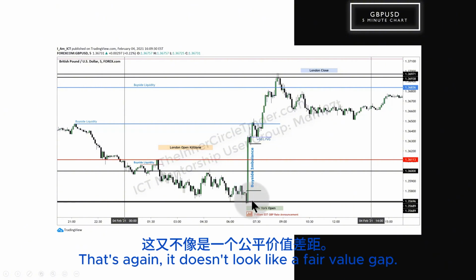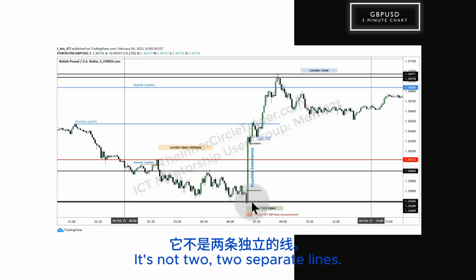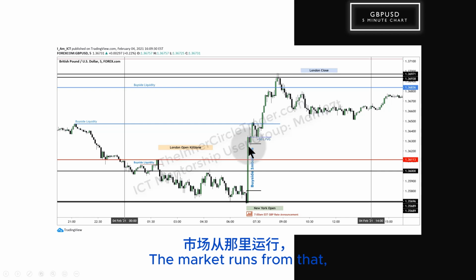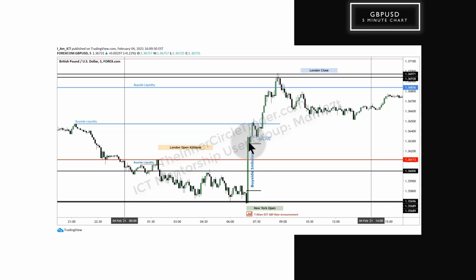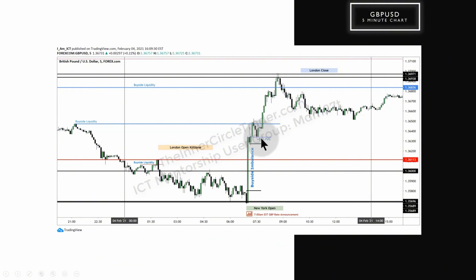That, again, doesn't look like a fair value gap. If you quickly look at it, it just looks like a big thick black line. It's not. It's two separate lines. The market runs from that, creates a buy side imbalance, sell side inefficiency, attacks the buy side liquidity here, bullish order block, trades back down with a fair value gap. It's too tight in there for me to annotate that, so that's why I'm doing it this way.